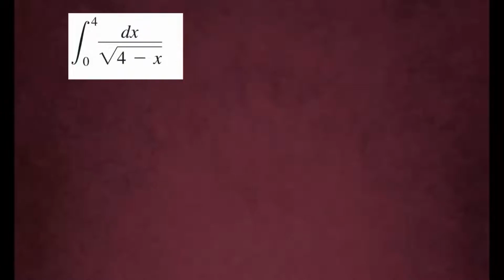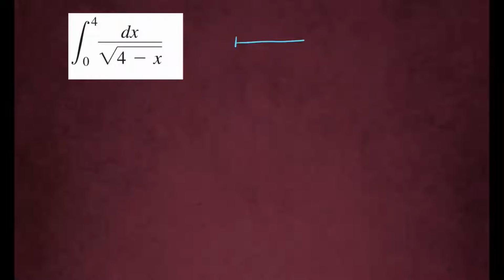Now let's take a look at this problem. I don't seem to have infinity anywhere in my limits of integration, but I do have a value which makes this integrand undefined. If you plug in 0, it's fine. You get 1 over the square root of 4 minus 0. So that's a real number. But if you plug in 4 for x, you'll get an undefined statement. So that means it is improper at 4. So we're going to treat it as approaching 4 as a limit problem.